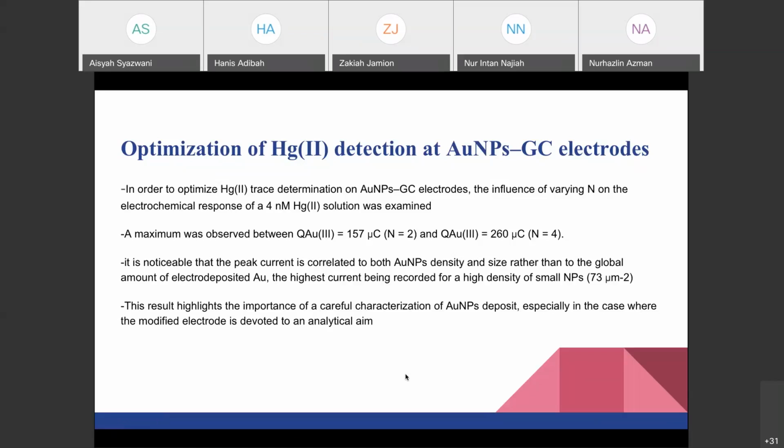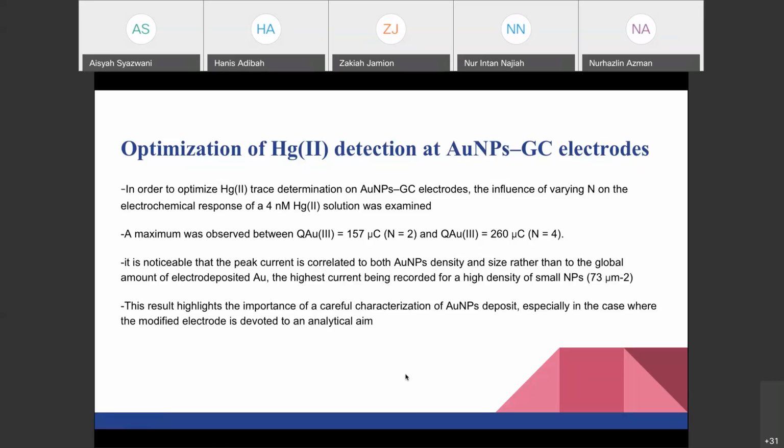A maximum was observed between 283 and 157 microcoulomb for a number of cyclic potential scans of 2, and between the range at 260 microcoulomb for a number of cyclic potential scans of 4.